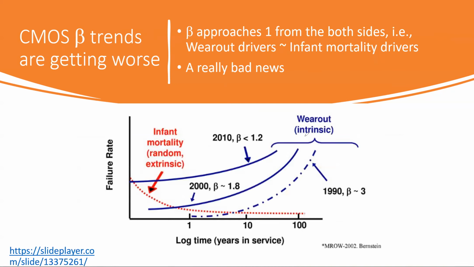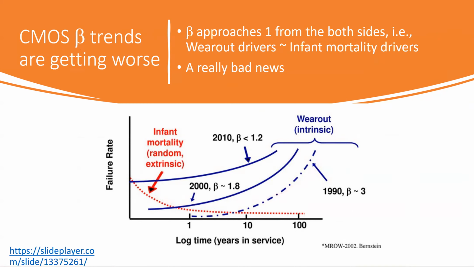It turns out that the beta trend is getting worse from both sides, which means the beta approaches unity. All right, from both sides: the infant mortality on the left-hand side, and the wear-out intrinsic on the right-hand side. This is really bad.